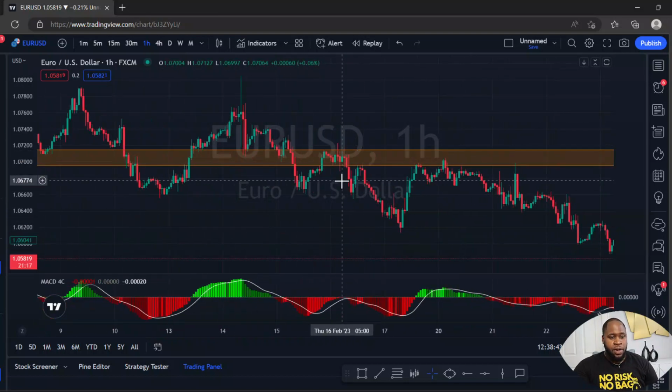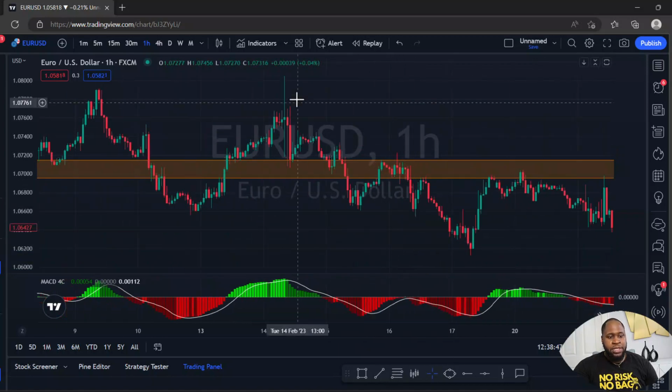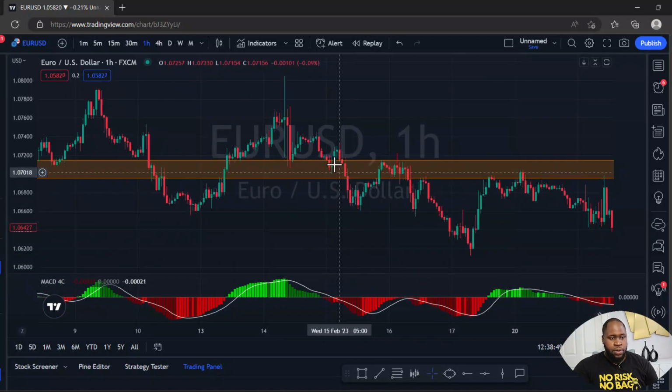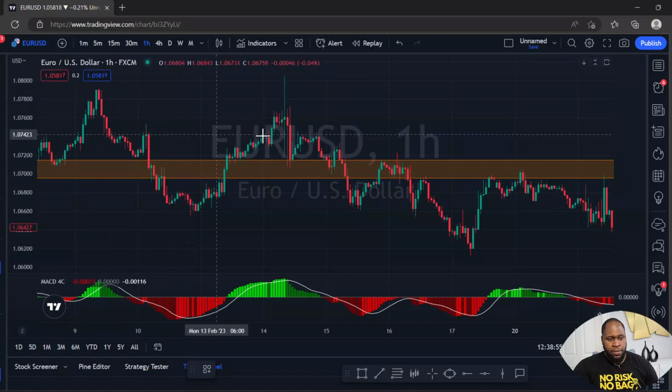All right, so let's do one more. So now we're moving along here. Now we have price breaking through this area of support over here. This is where we want to focus. Price breaks through this area of support, right over here.